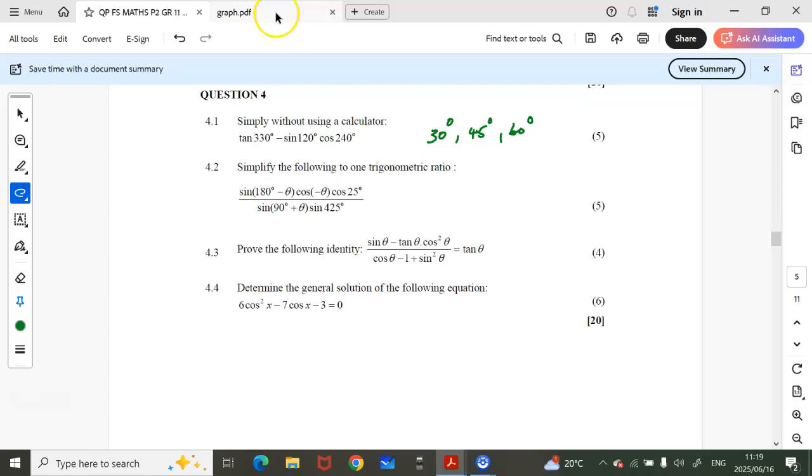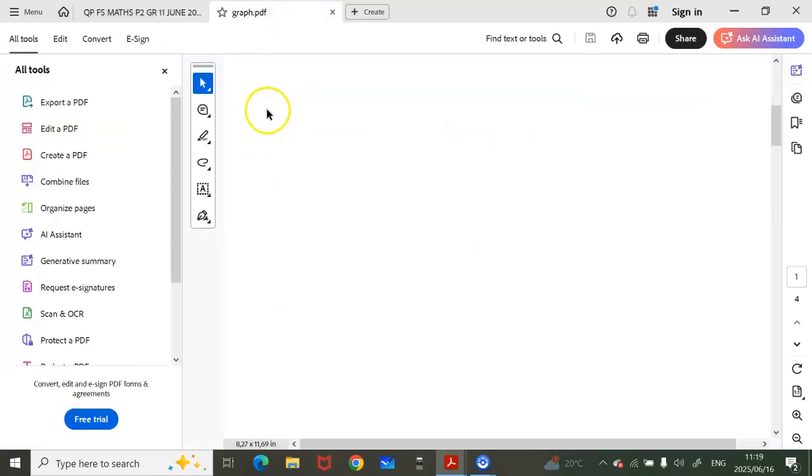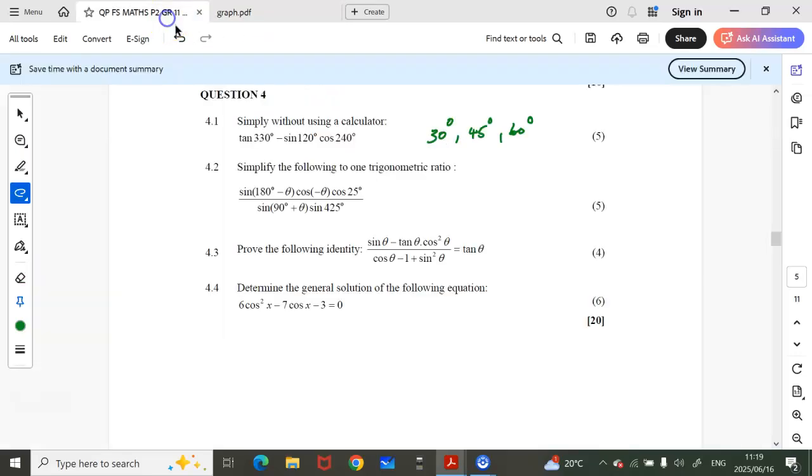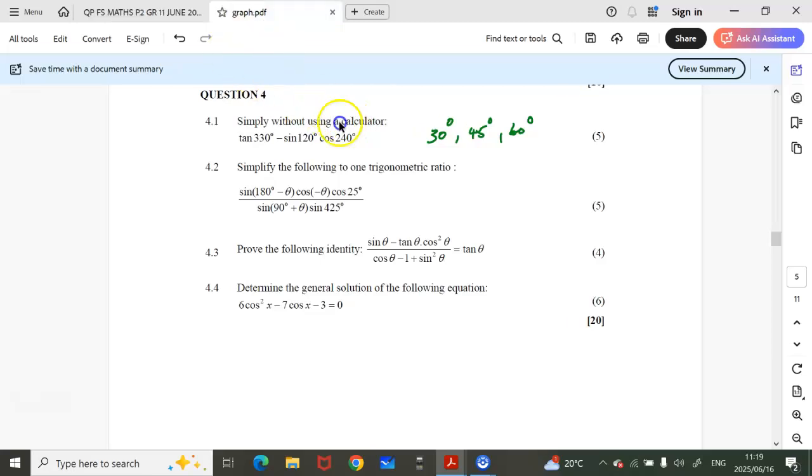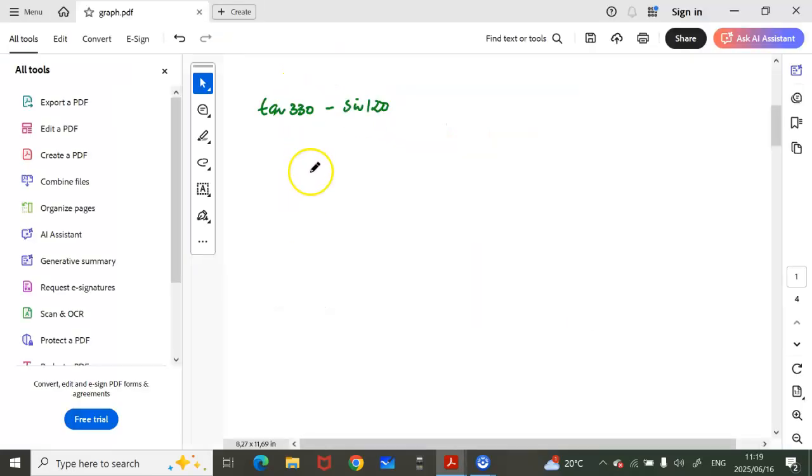Let's just find a space to do number one. It's tan 330 minus sine 120, and the last part is cos 240. Now let's start. Remember, I said reduction formulas with what? Special angles.